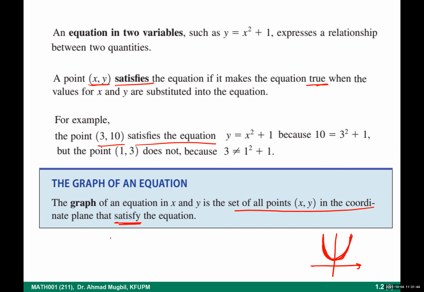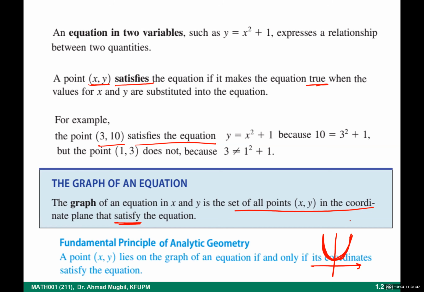This leads us to the fundamental principle of analytic geometry. What is analytic geometry? I think you know what geometry is. Analytic geometry is geometry and algebra together. When we combine algebra with geometry, we have what is called analytic geometry. What is the fundamental principle of analytic geometry? A point (x, y) is on the graph of any equation if and only if it satisfies that equation. If it satisfies the equation, it is on the graph. If it is on the graph, it will satisfy the equation. If it does not satisfy, it is not on the graph.